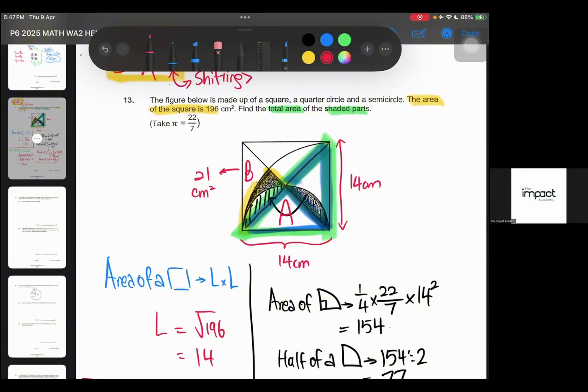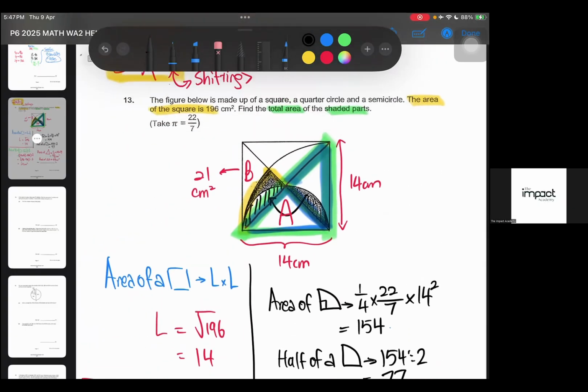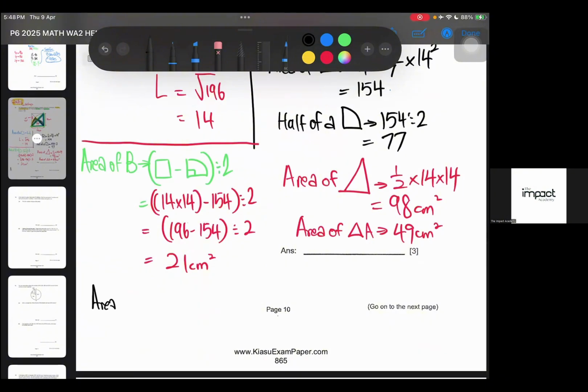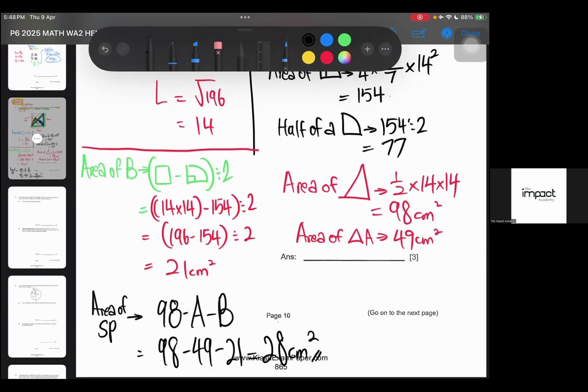So I got A, I got B. Now I just have to use the triangle minus A and B. Agree or disagree? To get to my area of the what? The question says the area of the shaded part. The area of shaded part in this situation is going to be the triangle, which we know is 98, minus A minus B. So 98 minus A, what's my A? A is 49. What's my B? B is 21. So 98 minus 49 minus 21, we get an answer of 28 centimeters squared. And this is my answer for this question.